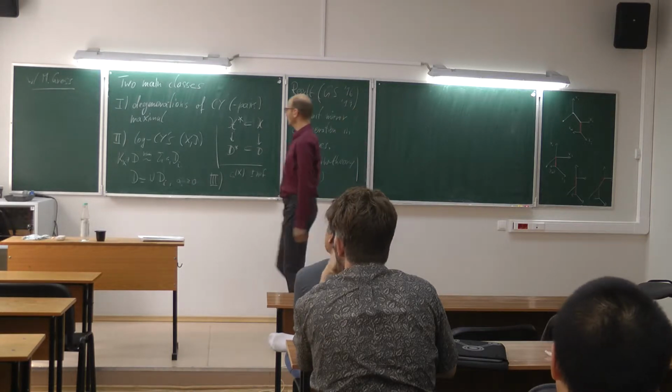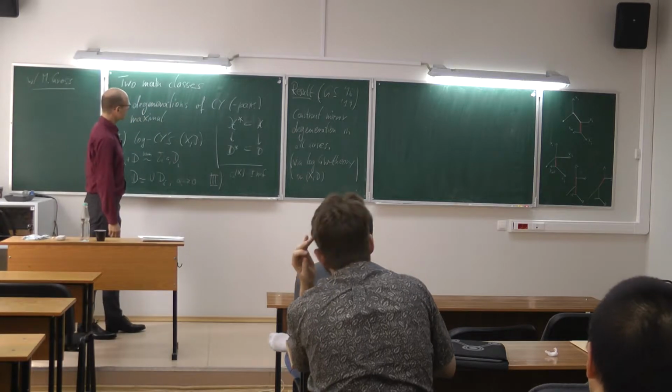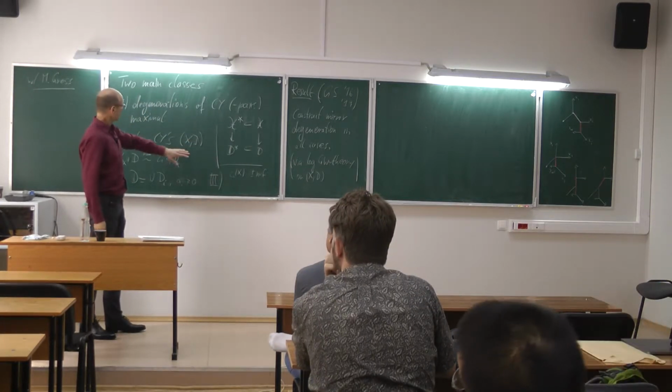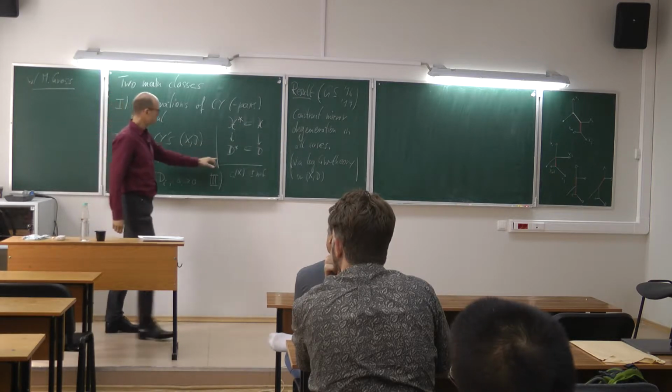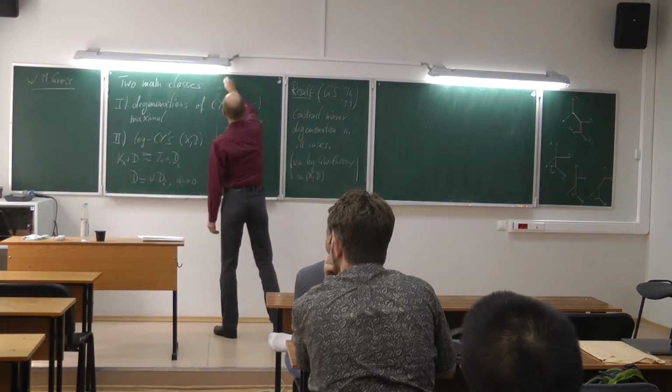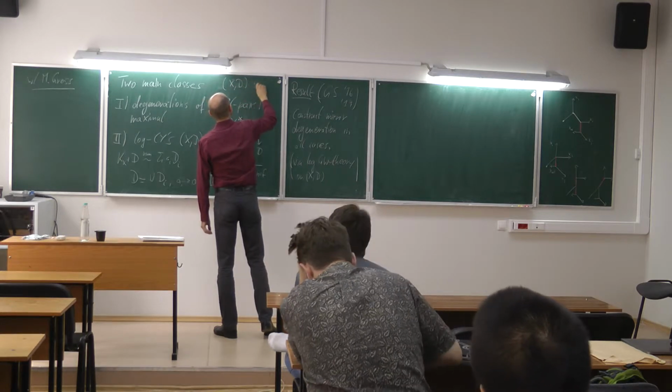You will notice that it doesn't depend on how you choose your model so much in this formulation. So I will assume that x is smooth and d is normal crossings. In one parameter degeneration, you can always assume that. Simple normal crossings.